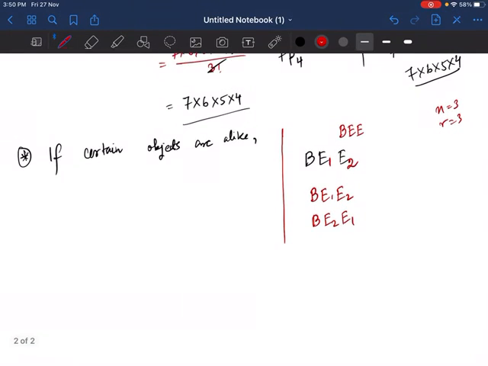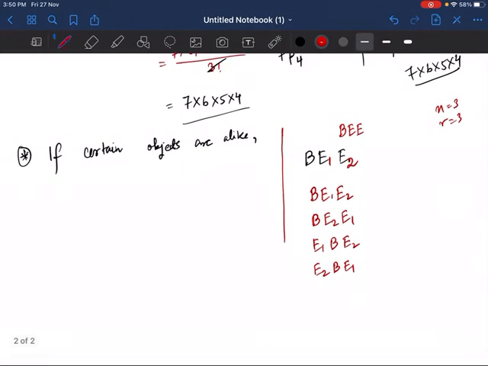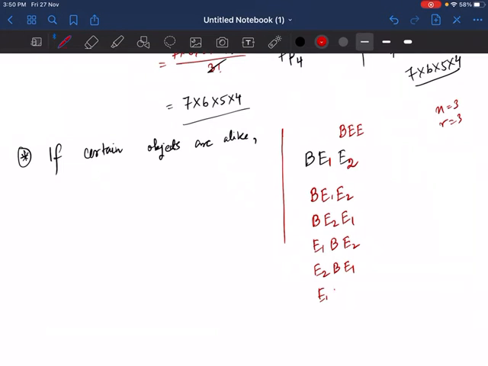Then we have E1, B, E2. Then we have E2, B, E1. Then we have E1, E2, B. Then E2, E1, B. Yeah, these are the ways we can arrange, right? So how many are we getting? We are basically getting 1, 2, 3, 4, 5, 6, right?